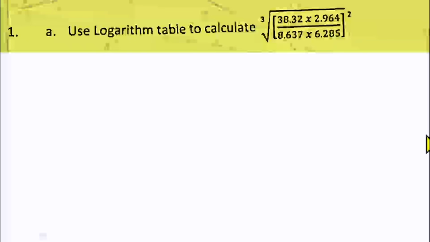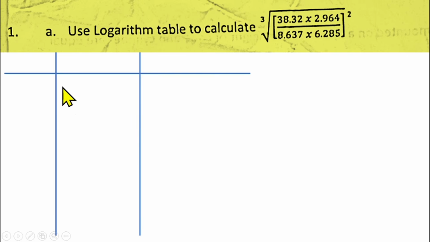Now, the first question from the theoretical part is on logarithm. You have to use the logarithm table to calculate the cube root of 38.32 times 2.964 over 8.637 times 6.285 raised to power 2.